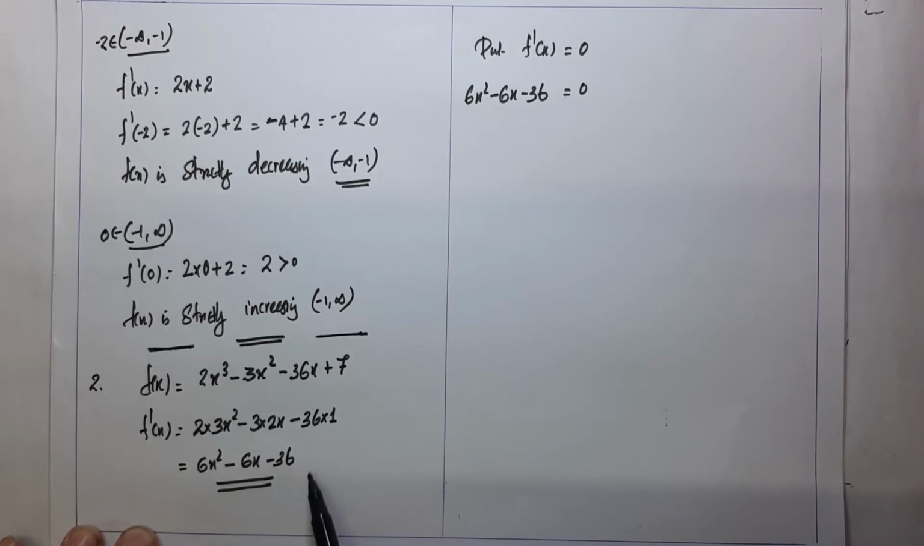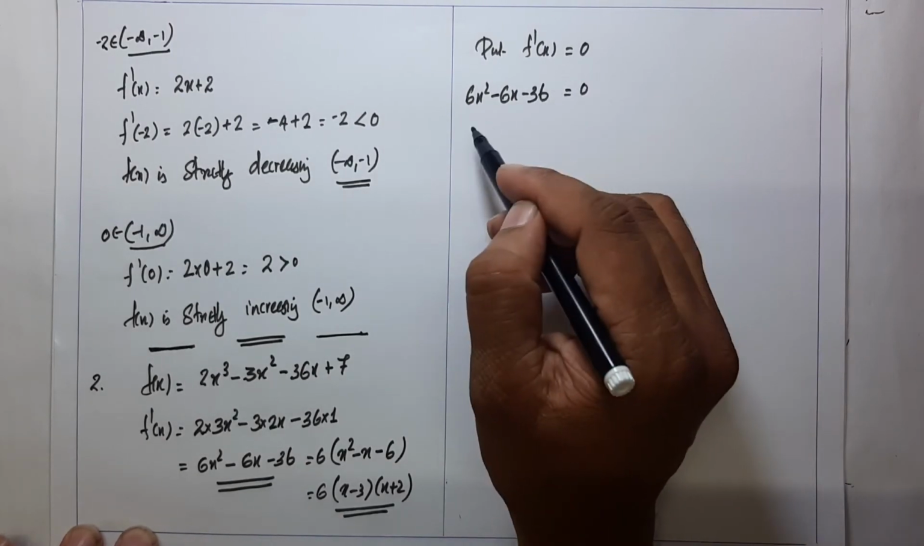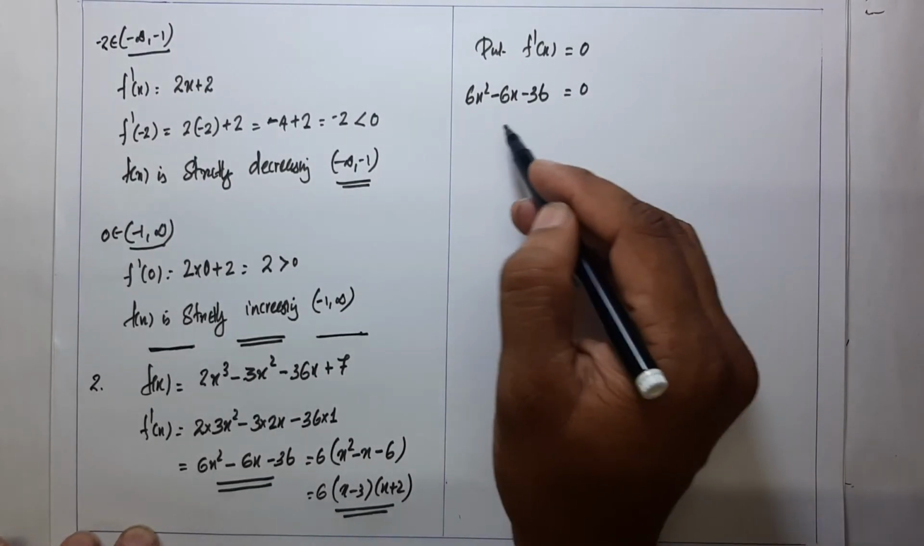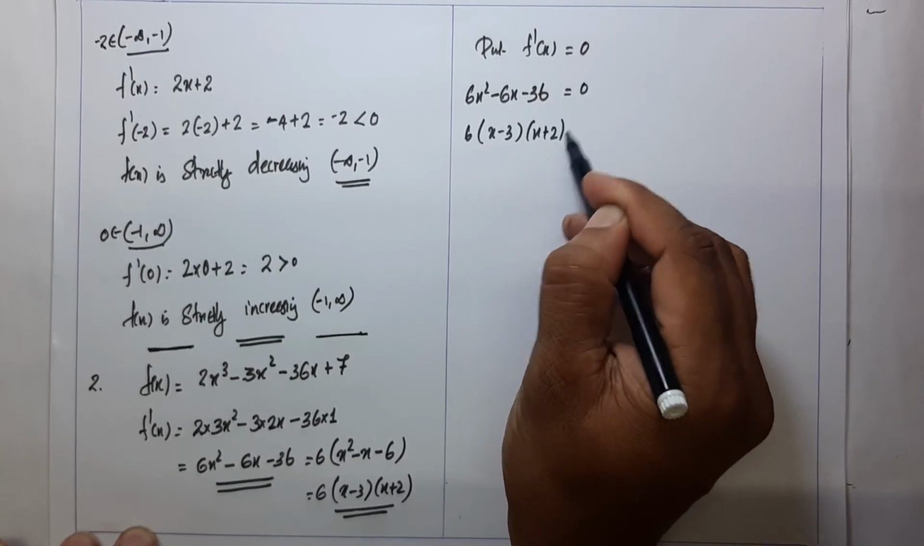Before substituting 0, let's just take a common factor. Here 6 is common, and therefore x square minus x minus 6. Okay, if we want we can factorize this, and it will be easy. That is 6 into, to factorize, the two numbers that add to minus 1 and multiply to minus 6 are minus 3 and plus 2. On factorizing, x minus 3 into x plus 2. Okay, now we put f dash x equal to 0. That means 6x square minus 6x minus 36 equal to 6 into x minus 3 into x plus 2 is equal to 0.